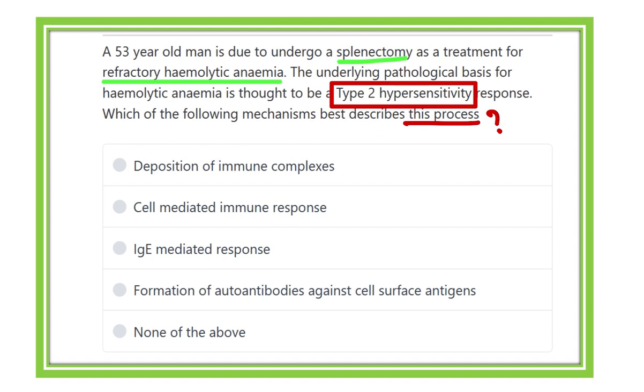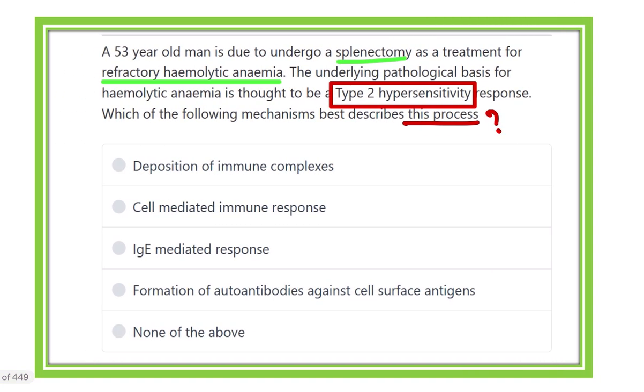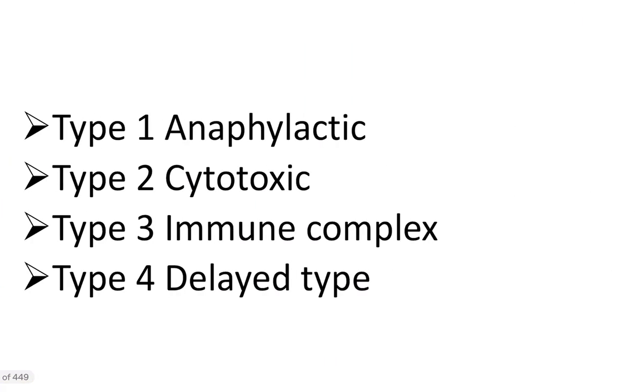Here the options are deposition of the immune complex, cell mediated immune response, IgE mediated response, formation of the autoantibody against the cell surface antigen, and none of the above. So which type of reaction occurs in the case of the type 2 hypersensitivity reaction?